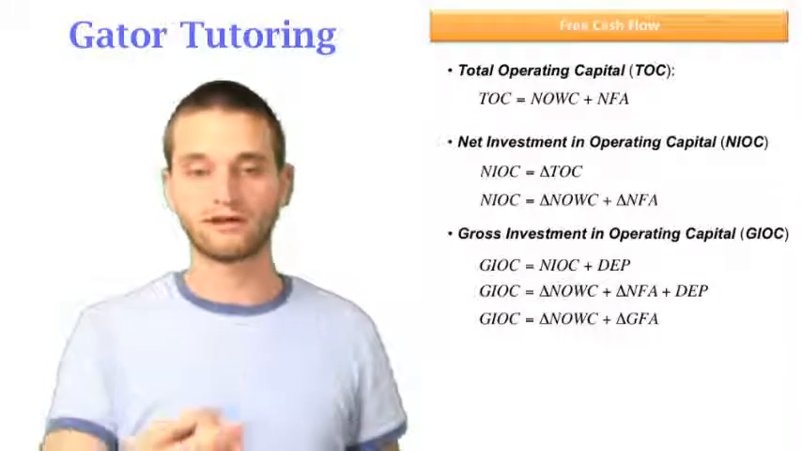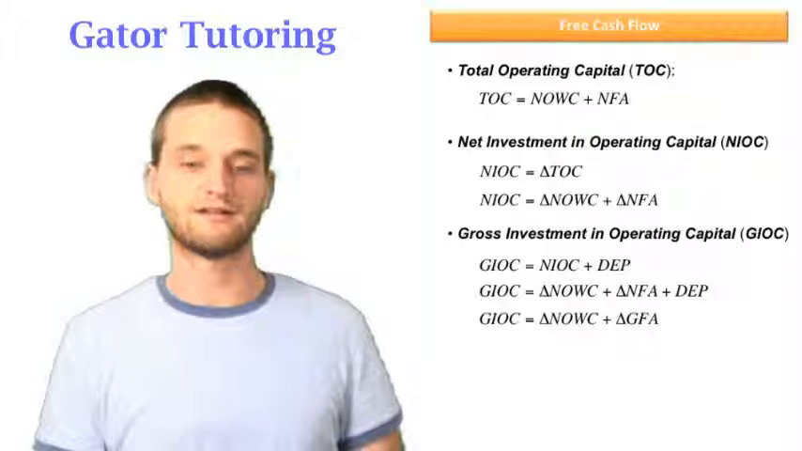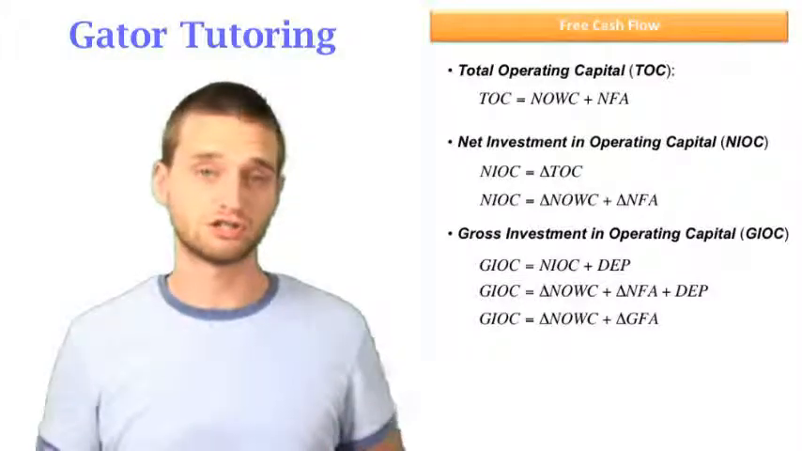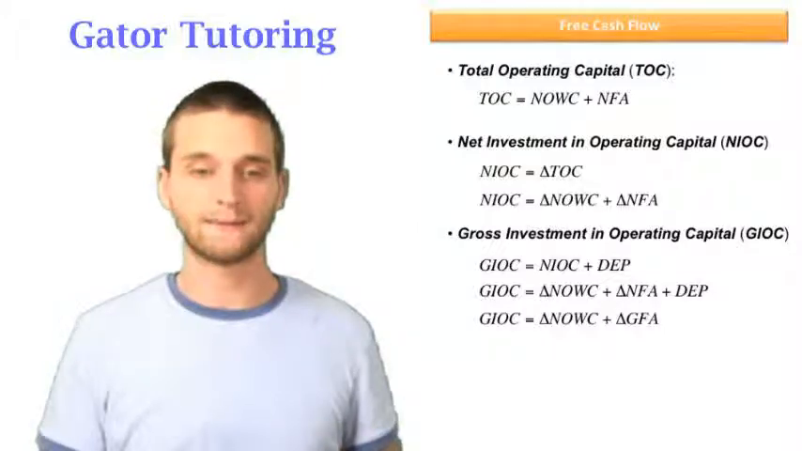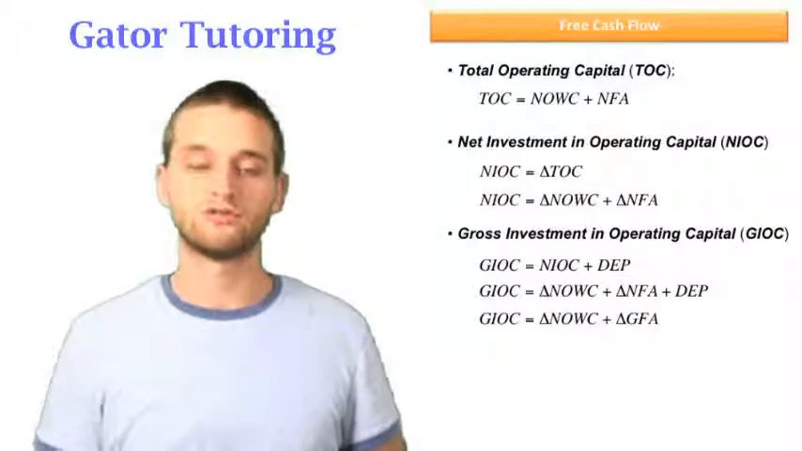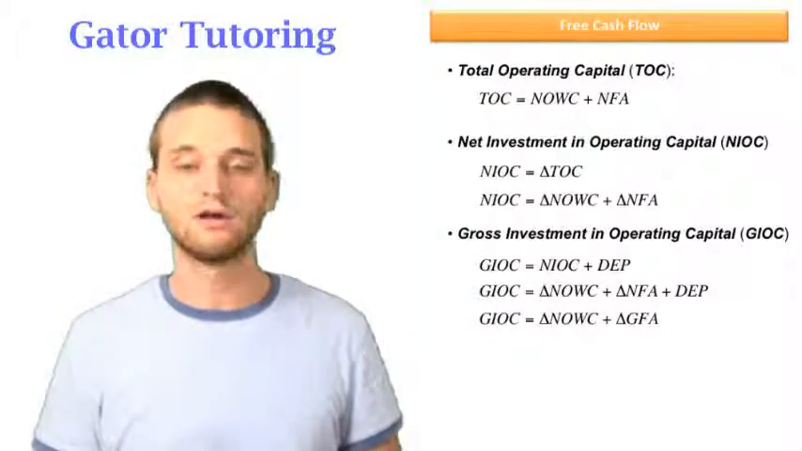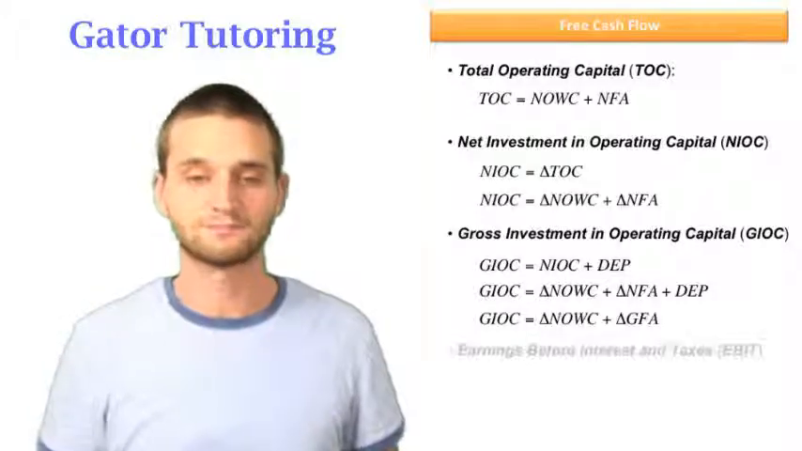And we can also write, since we know the change in net fixed assets plus our depreciation is equal to our change in gross fixed assets, we can simplify it once more and write our gross investment in operating capital as this last line, just equal to the change in net operating working capital plus the change in gross fixed assets.